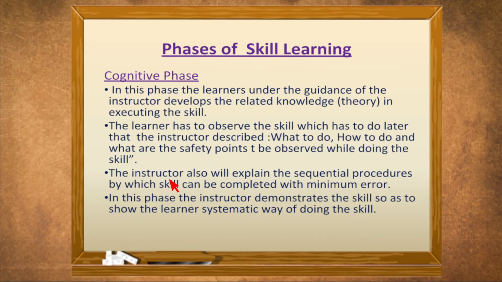The instructor also explains the sequential procedures by which the skill can be completed with minimum error. In this phase, the instructor demonstrates the skill so as to show the learner the systematic way of doing the skill.